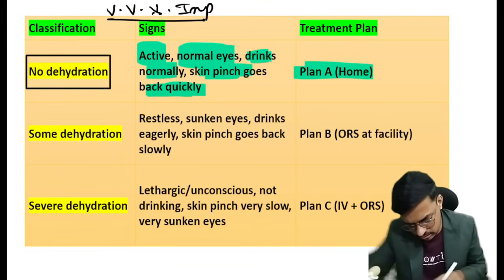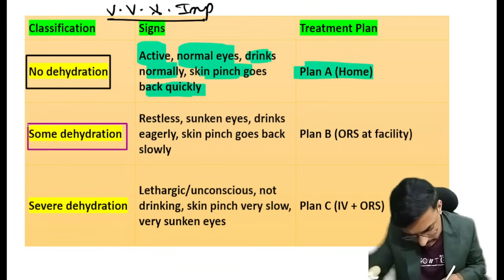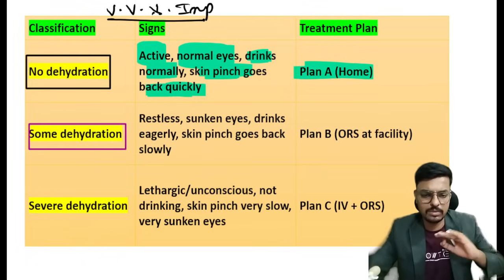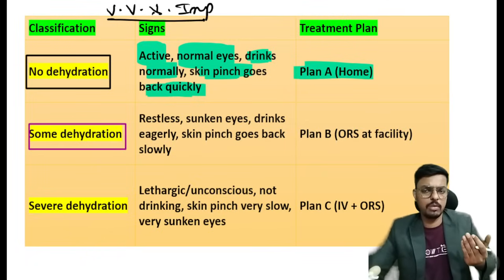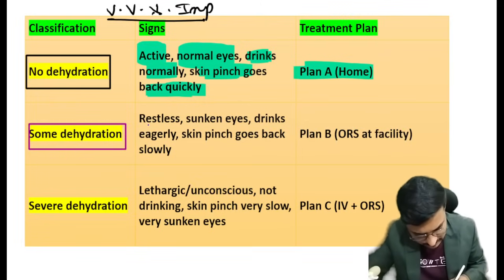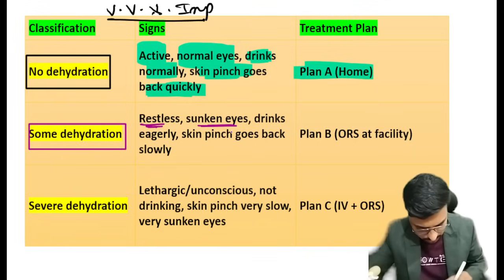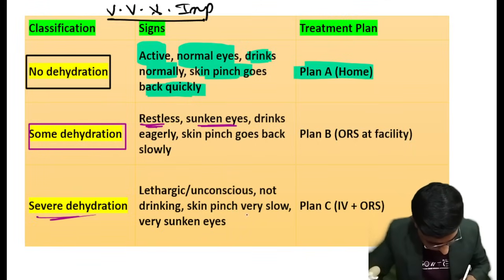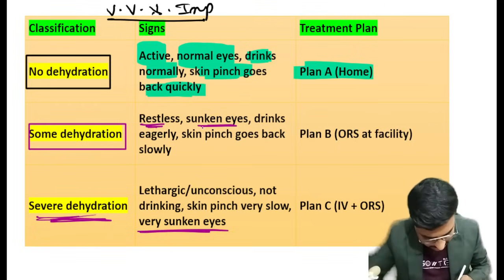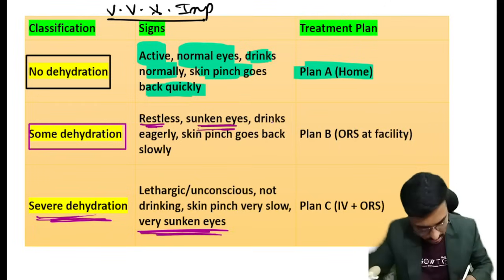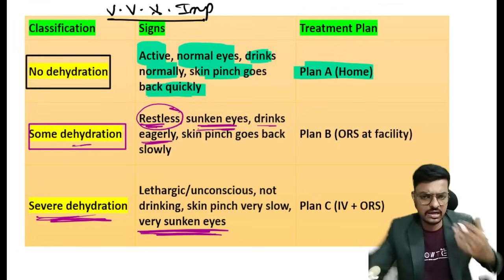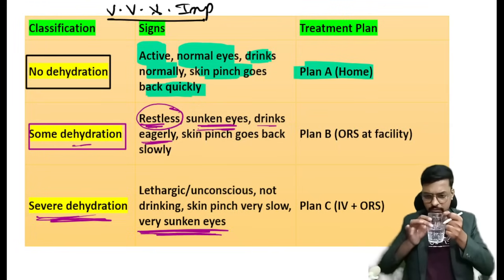Coming to the second point, some dehydration. In some dehydration there is no word called very. Very sunken eyes will not be there, and very slow going back of the skin will not be there. The word very comes in severe dehydration. In some dehydration the child will be restless with sunken eyes, but in severe dehydration, very sunken eyes. Note this. And the child drinks eagerly, because the child is restless and has some dehydration. When you give a glass, the child will finish the water like this.